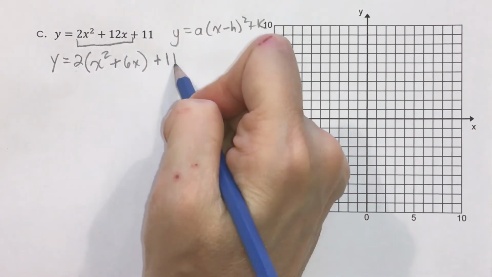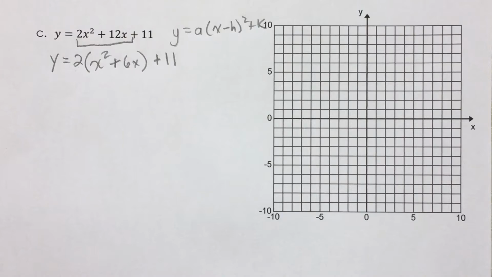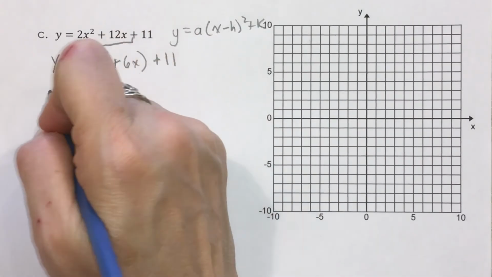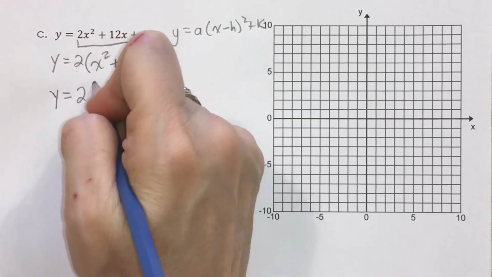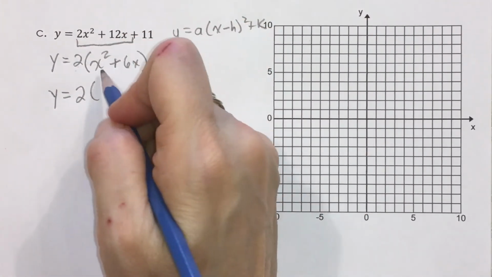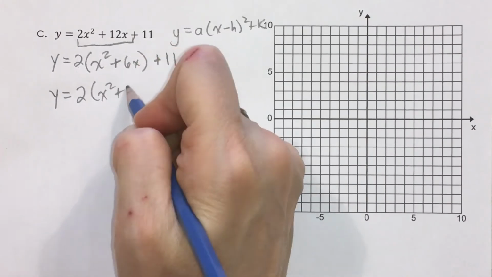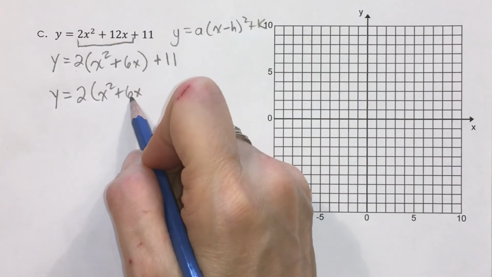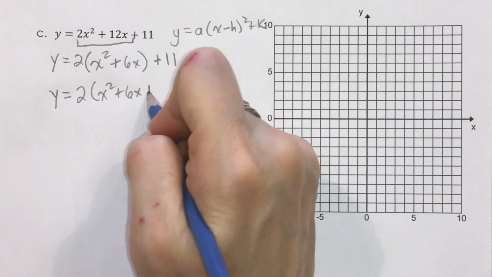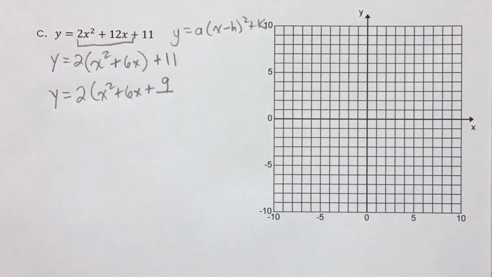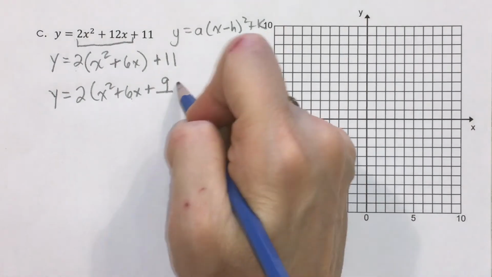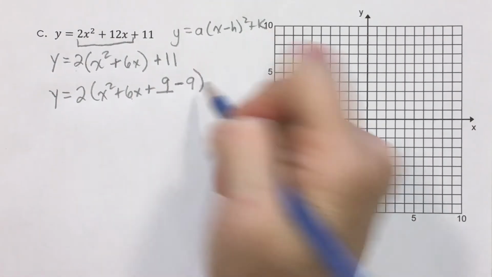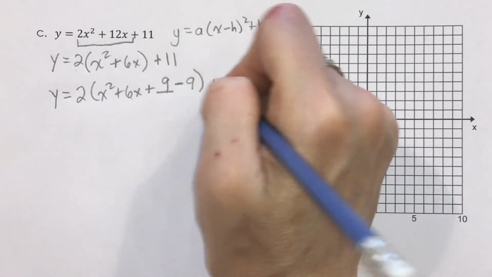And then don't factor the 2 out of the 11, so it's not inside the parentheses, and we've created an equivalent expression. So now we're ready to complete the square inside the parentheses. So x squared plus 6x, half of 6 is 3. You take half this number and square it. So half of 6 is 3, 3 squared is 9. So 9 is what completes the square, but you can't just add 9, you have to subtract 9 as well. Close your parentheses, add 11.